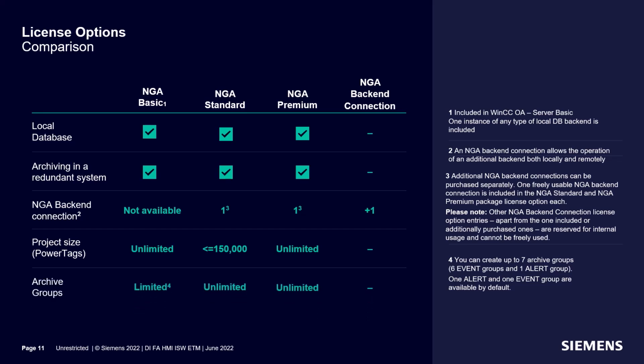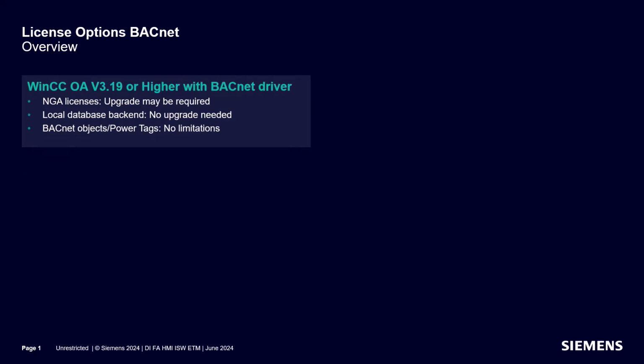Archive groups: the Basic option allows for a limited number of archive groups, up to 7, with 6 event groups and 1 alert group. The Standard and Premium options offer unlimited archive groups. In essence, the Premium option provides the most comprehensive features, including unlimited project size and archive groups, while the Basic option offers essential features with some limitations. The backend connection is available with the Standard and Premium licenses, allowing for one freely usable backend connection with the option to purchase more.